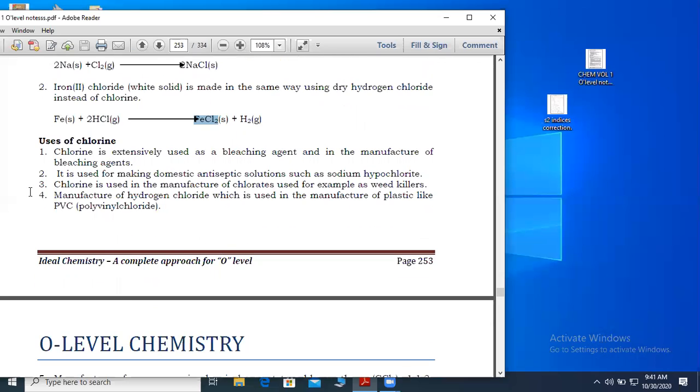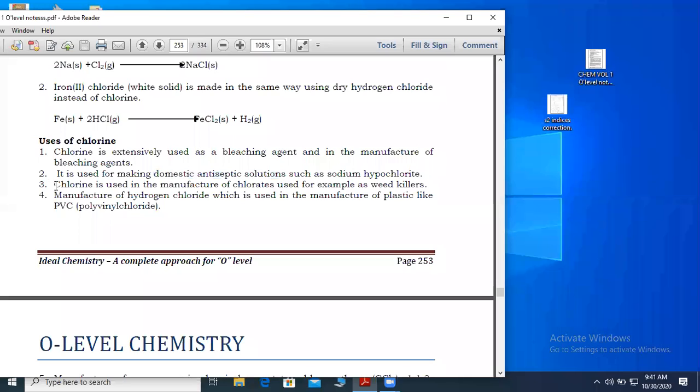Uses of chlorine as we finish up. It is used as a bleaching agent. Just remember JIK. I told you the largest percentage of JIK is chlorine. And the role of JIK is to bleach, to remove dirty stains or marks on clothes. It is used in making domestic antiseptic solutions. So antiseptic solutions, we mean like in septic tank, to kill germs there. So that's the role of chlorine.